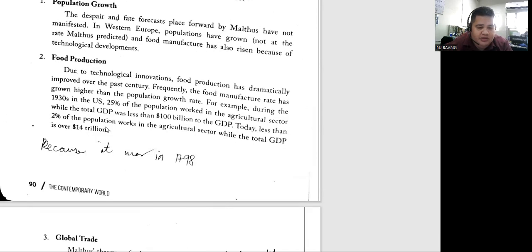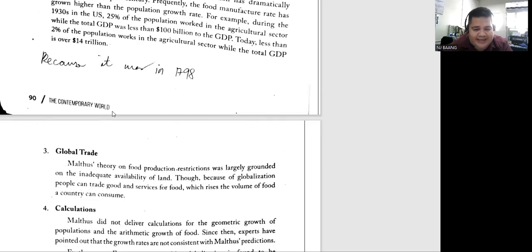Number two, for food production, due to the technological innovation, food production has dramatically improved over the past century. Frequently, the food manufacture rate has grown higher than the population growth. For example, during the 1930s in the US, 25% of the population worked in the agricultural sector, no, while the GDP was less than 100 billion compared to the GDP of today, no. Less than 2% of the population works in the agricultural sector, while the total GDP is over 14 trillion, no. That was way back in 1798.